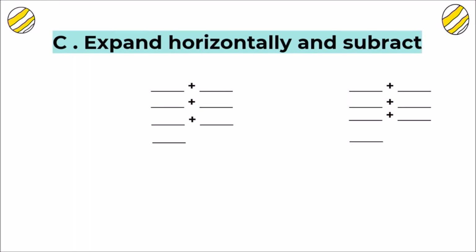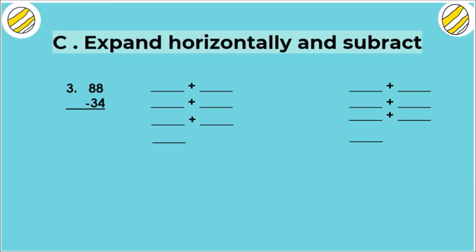Okay, next. We have number 3. 88 minus 34. So we rename that one into 80 tens plus 8 ones. And 34, we rename that into 30 tens plus 4 ones. Okay, so 8 minus 4 is equal to 4. 80 minus 30 is equal to 50. So 50 plus 4 is equal to 54.